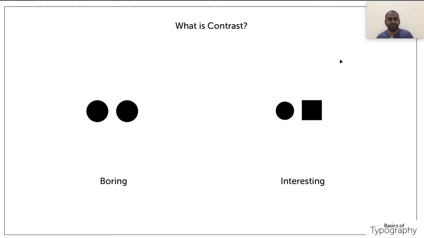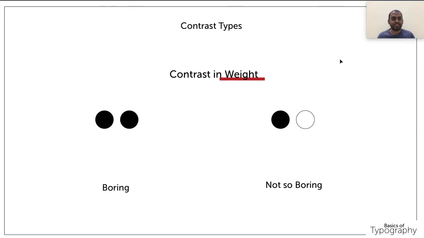And the third thing is completely different. This is a circle and this is a square, the entire form of the shape itself is different, and that creates an interesting feel. It gives an interesting feel to a design. So these are the three cases, and this is what contrast is. The first case we have seen is contrast in weight.